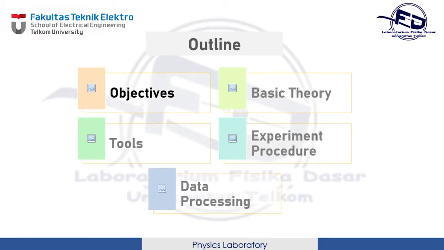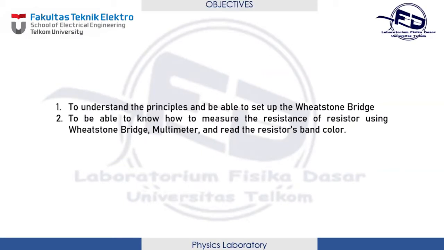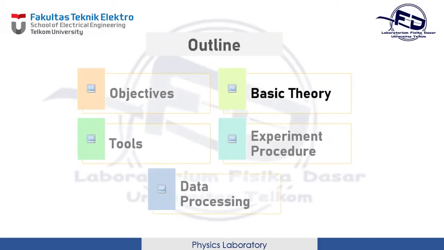First outline: objective. The module contains 4 objectives to be achieved by the end of the practicum. 1. To understand the principle and be able to set up the Wheatstone bridge. 2. To be able to know how to measure the resistance of a resistor using the Wheatstone bridge, multimeter, and by reading the resistor color bands.